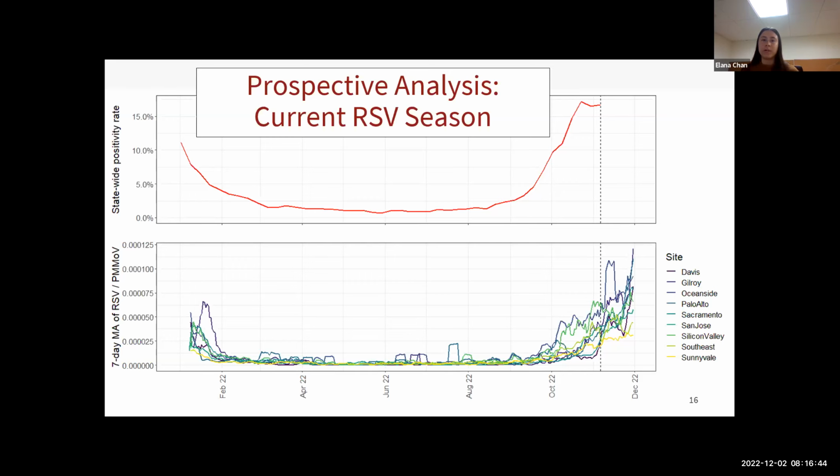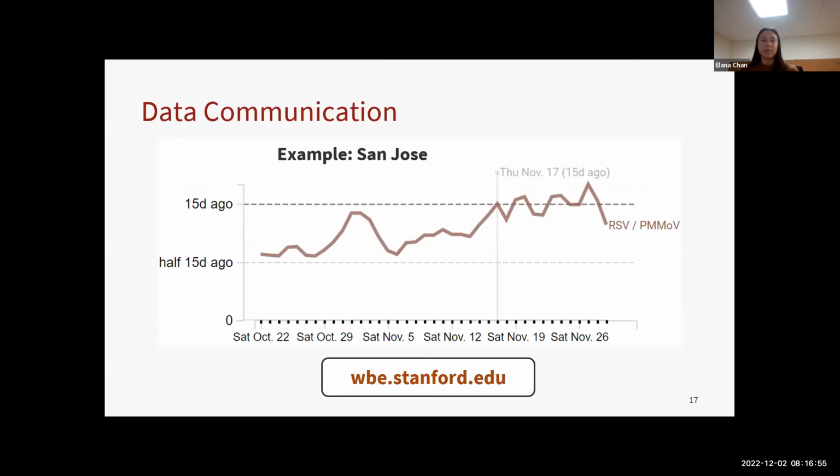This emphasizes one additional benefit of the wastewater, in addition to the fact that it's capturing everyone, not just those who are getting tested for RSV. All the data from the SCAN project is communicated publicly on wbe.stanford.edu. You can visit this site to see all the sites as well as all the other targets. The screenshot here is just an example from the San Jose site. When I took this screenshot this morning, RSV concentrations were slightly less than where they were 15 days ago. This suggests that there hasn't been a huge change in RSV, but it may be starting to trend downwards a little bit.